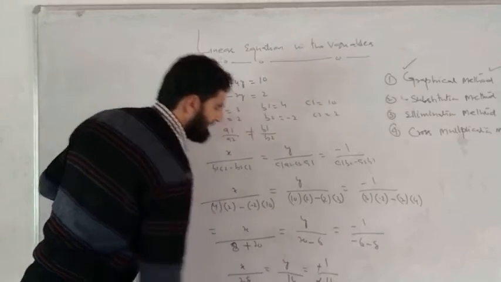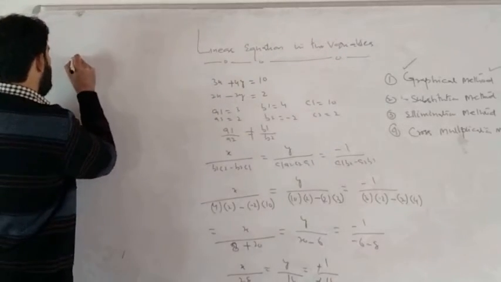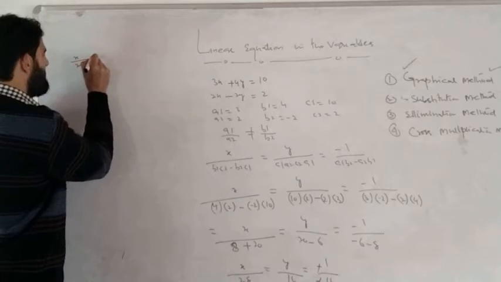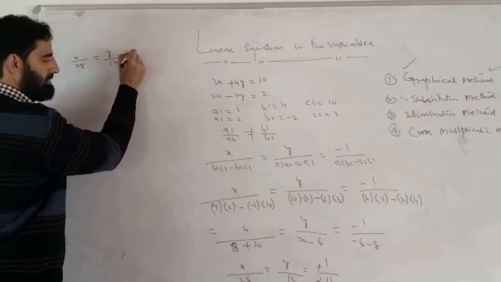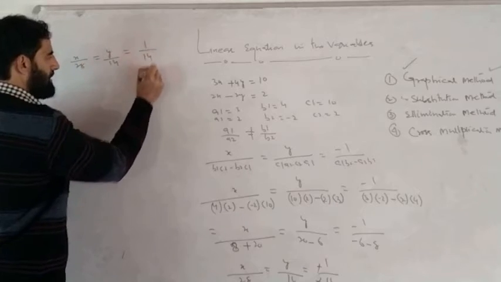Minus and minus will get cancelled. We are left with x divided by 28 is equivalent to y divided by 14 is equivalent to further 1 divided by 14.